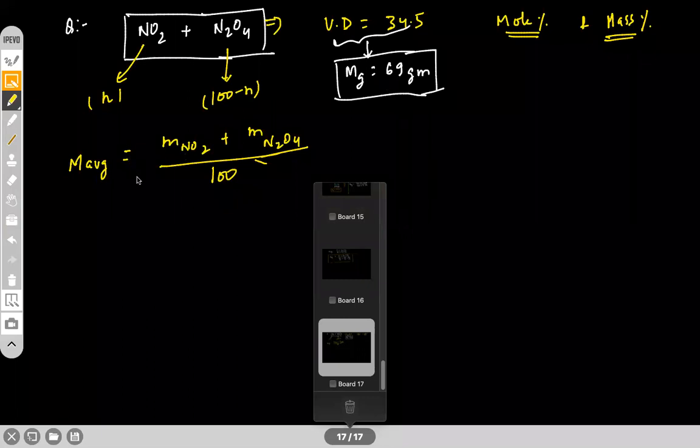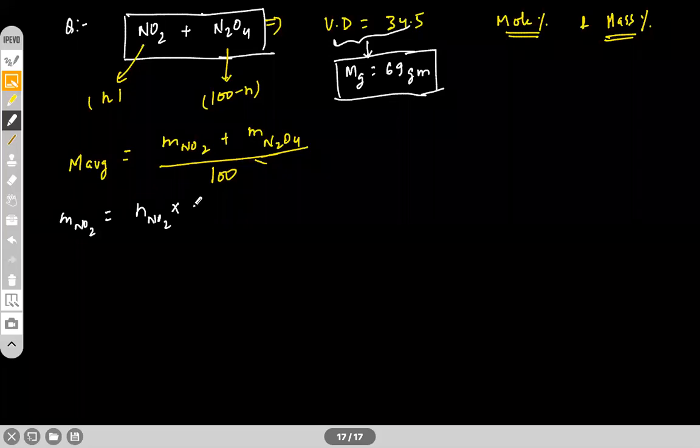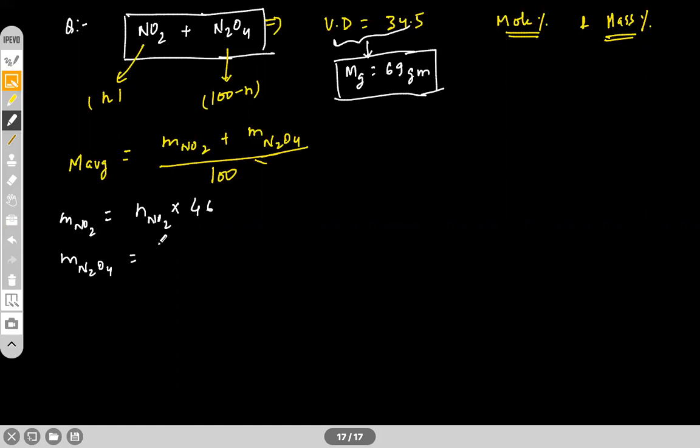M average is 69. Now you have mass of NO2. So mass of NO2 is equal to number of moles of NO2 into molecular mass of NO2. Molecular mass of NO2 is 46. Similarly, the mass of N2O4 is equal to the number of moles of N2O4 into molecular mass of N2O4, which is 92.